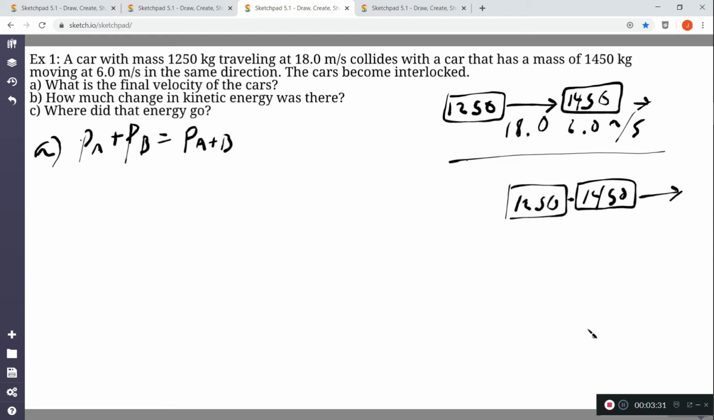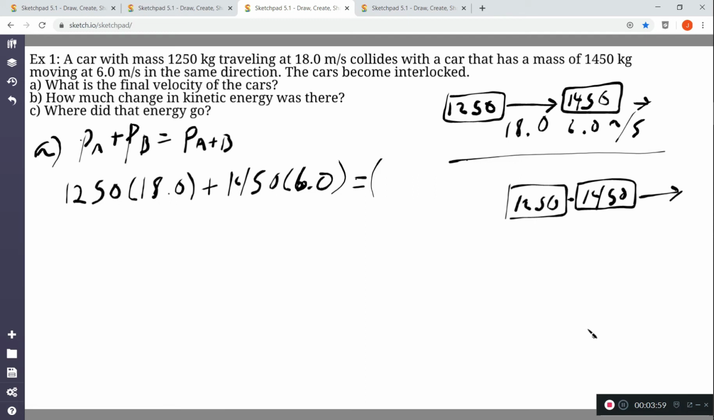So the momentum of A can be calculated as 1,250 times 18.0. Car B can be 1,450 times 6.0. And that's going to be equal to the combined mass of those two vehicles. We have to be careful we don't lose sig figs here, but it is essentially 1,250 plus 1,450 times the velocity of that system. So we'll just call that V final.